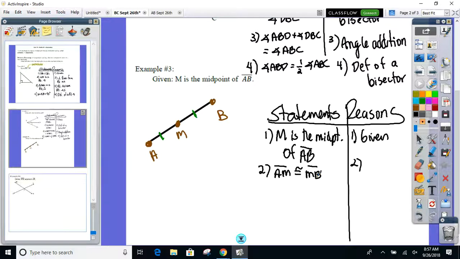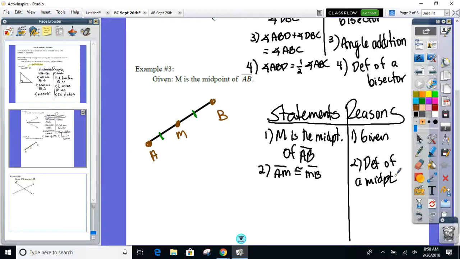How do we know that was true? Why'd you guys tell me to mark that so fast? You know what a midpoint is, right? Cuts it into 2 congruent segments, so we know the definition of a midpoint. Anything else you want to tell me? Line AM equals half of the line AB.